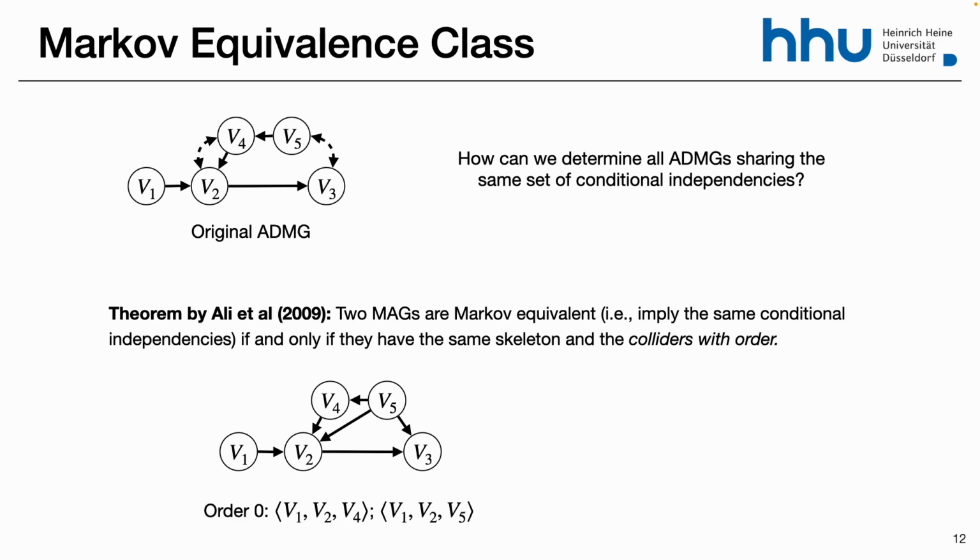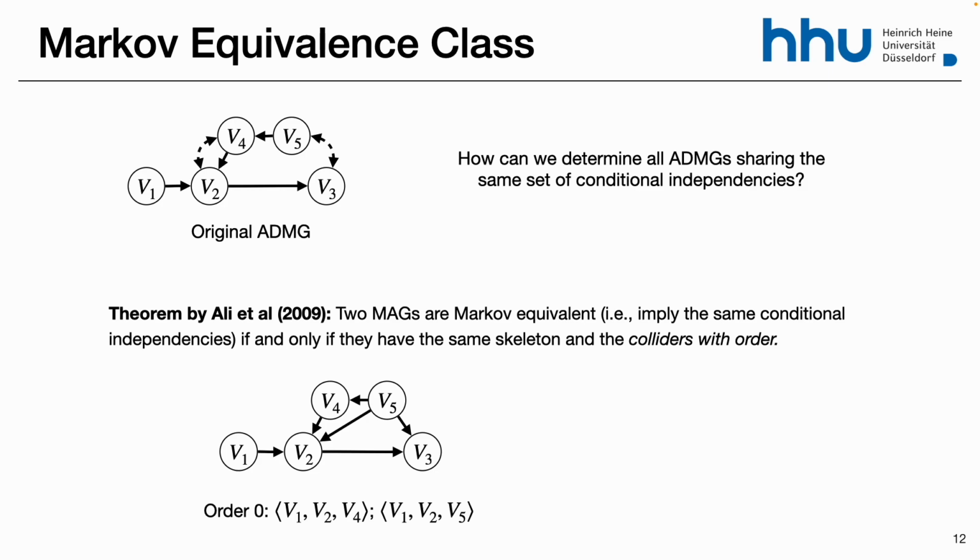So I have to be careful not to create any collider with order in any other MAG. I have to keep these two colliders of order 0 and not create any other collider, maybe even with other orders. For example, I cannot create a MAG where V2 is a collider in V1, V2, and V3, because this would create a collider with order 0. Or I cannot create a collider in V5. That's what we discussed in the previous slide.